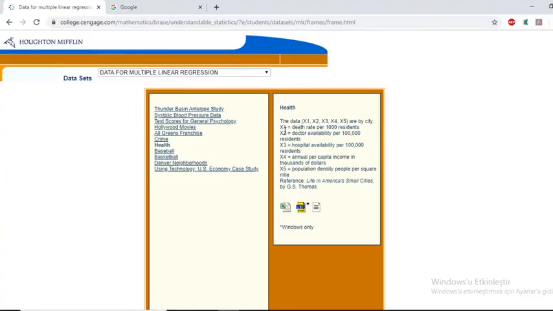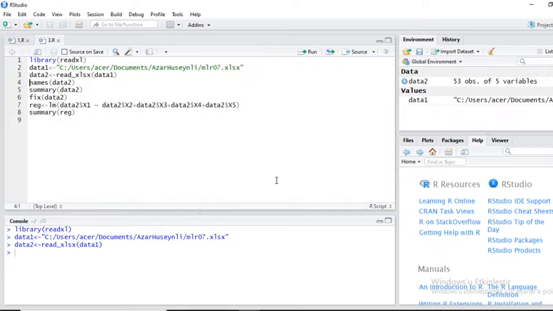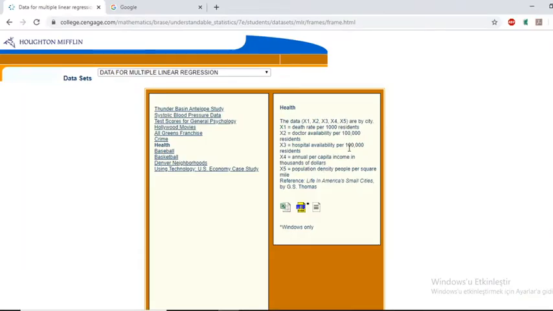They are denoted x1, x2, x3, and the names are death rate, doctor, hospital rate, and when we look for the names, of course we will see only x1, x2, x3. This doesn't tell anything. As I told, it's from the dataset website, and there is an explanation of the names of the variables.